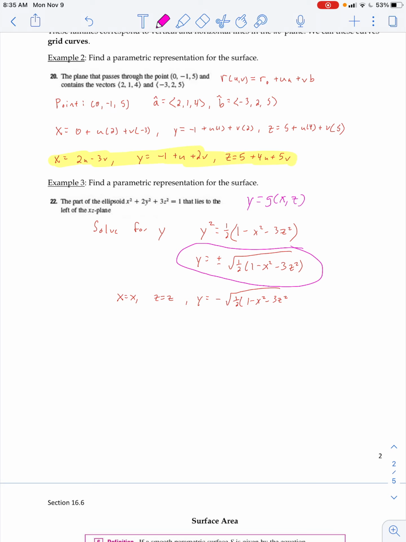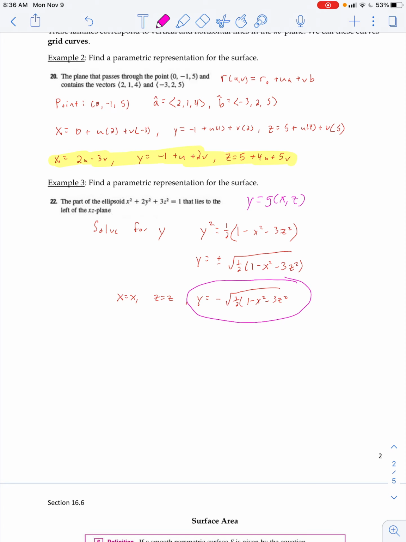Now again, that lies on the left side of the xz plane. So if we're taking things on the left side of the xz plane, then we want the negative value. Therefore, x is just x, z is just z, and y is in terms of x and z. So therefore, it's reparameterized.